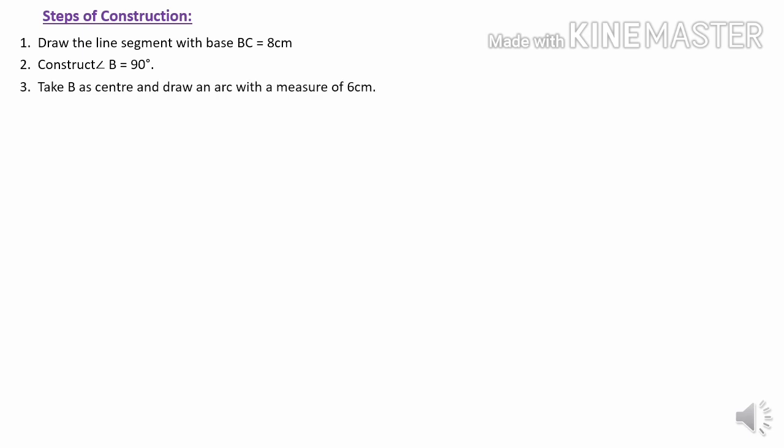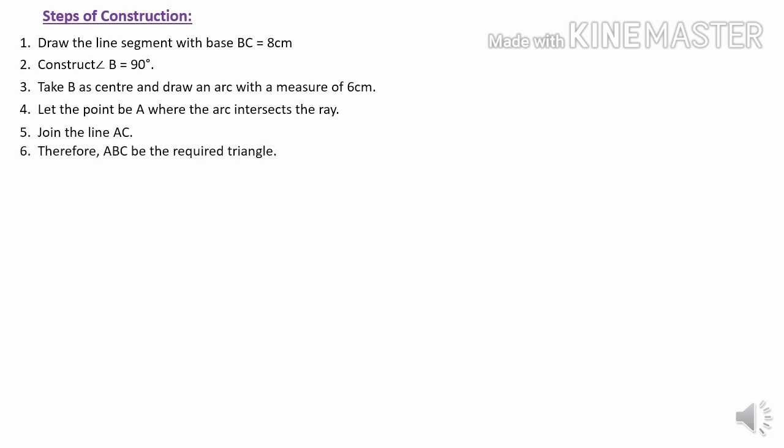Now let's write the steps of construction. Draw line segment with base BC 8 cm. Construct angle B equal to 90 degree. Take B as center and draw an arc with a measure of 6 cm. Let the point be A where the arc intersects the ray. Join the line AC. ABC is the required triangle.